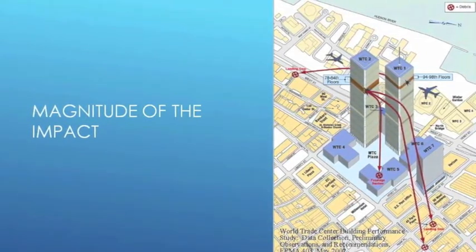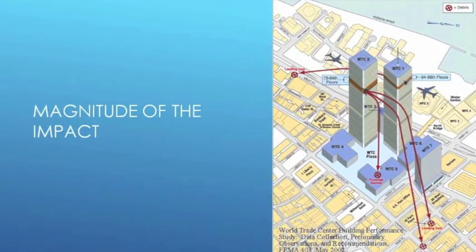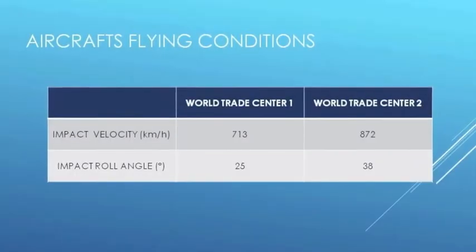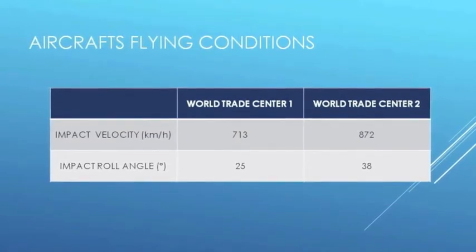The engine, the landing gear, the fuselage, all of them fell down, spreading debris around the streets of Manhattan. The aircraft impacted the towers at a high speed, causing big damage to the structure. The speeds were estimated between 700 and 800 kilometers per hour.